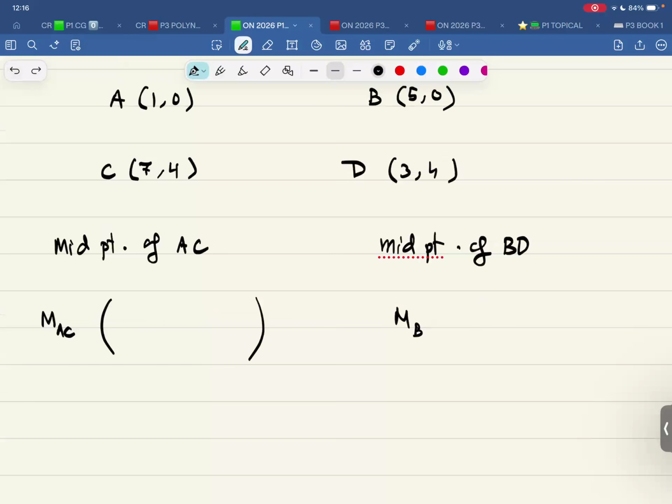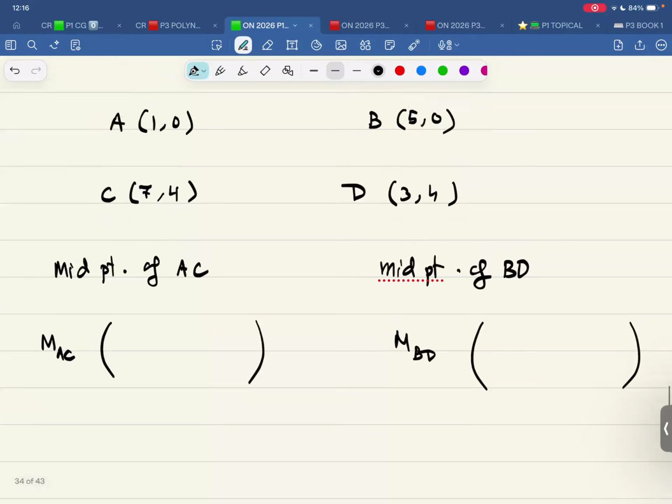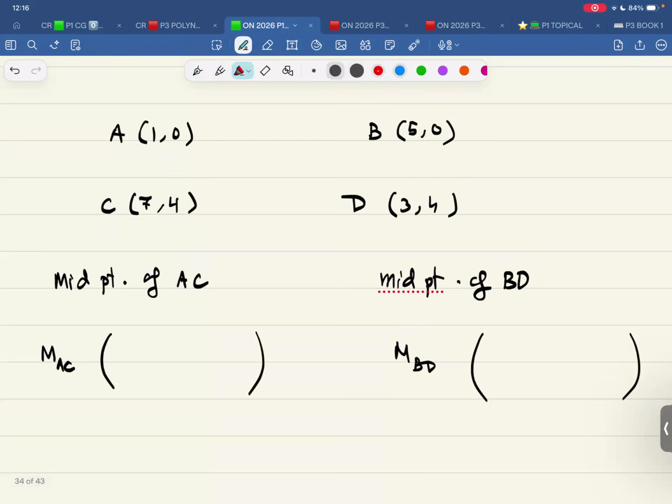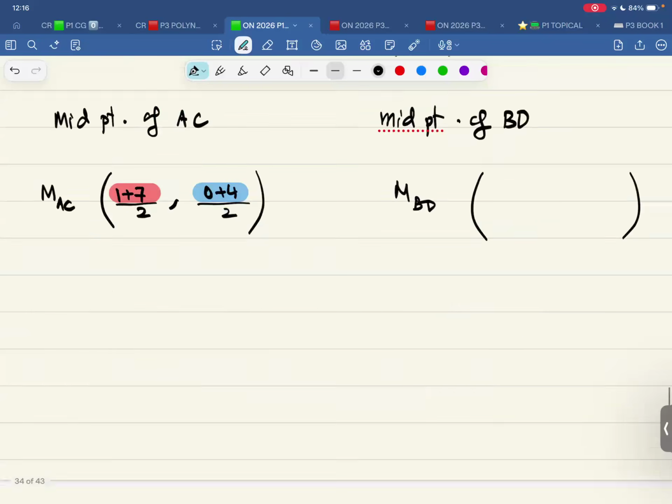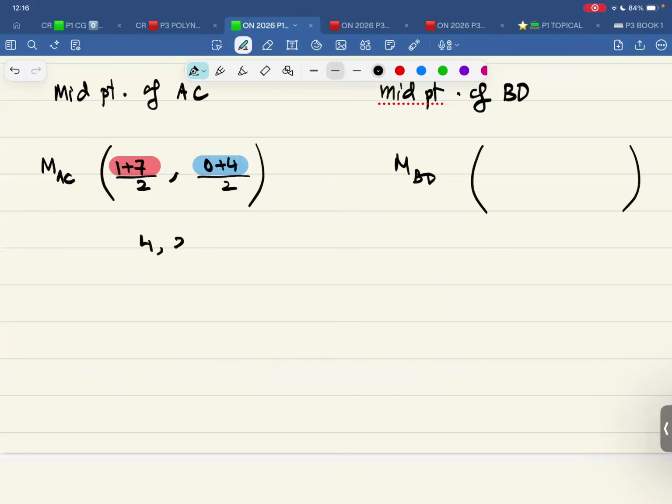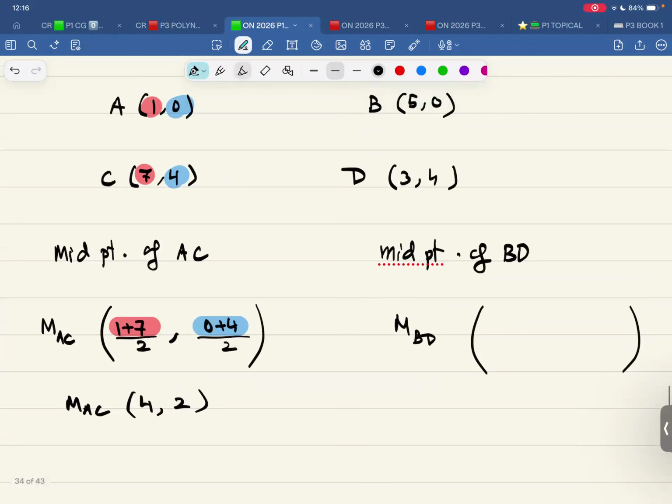M_BD should be like this. Let me take the x coordinates, write them down and take the average. Let me take the y coordinates, write them down and take the average. So this is 1 plus 7 divided by 2. This is 0 plus 4 divided by 2. 8 over 2 is 4. 4 over 2 is 2. That is the midpoint of AC. That's the first thing. Let me highlight it. That's the blue one and that's the red one.